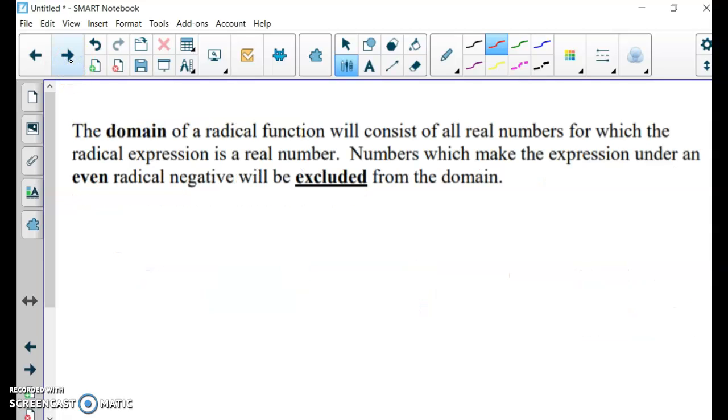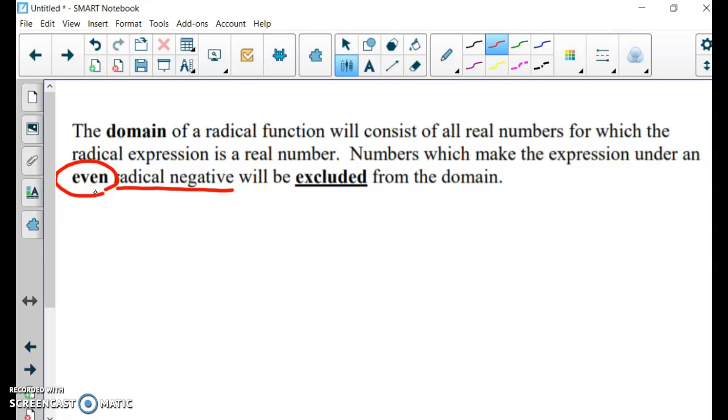Alright, the domain of a radical function is all real numbers for which we can take the radical expression. So think of things that you could not take the square root of. That would be negatives under the square root and any even roots. So make note, you cannot take a square root, 4th root, 6th root, 18th root of a negative number. So we can't have them in the domain.